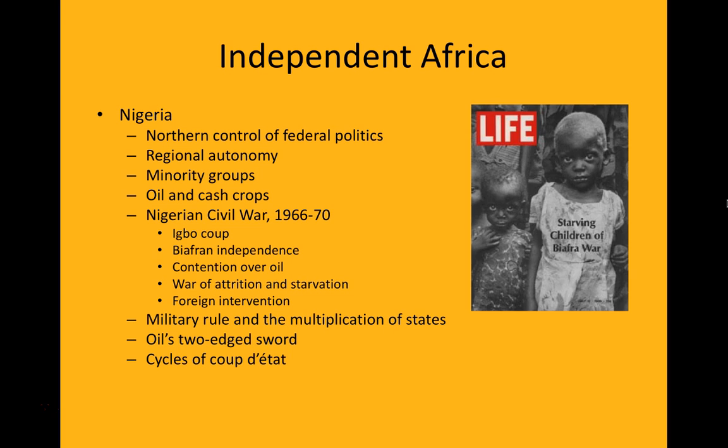The indirect rule systems that the British had used there were more effective in the north with the Hausa and Fulani chiefs than they had been in the south. There had been more dissent against colonialism in the south of the country. And so, the British wanted to make sure that this would pass into the hands of people they could work with because there were a lot of resources in Nigeria.